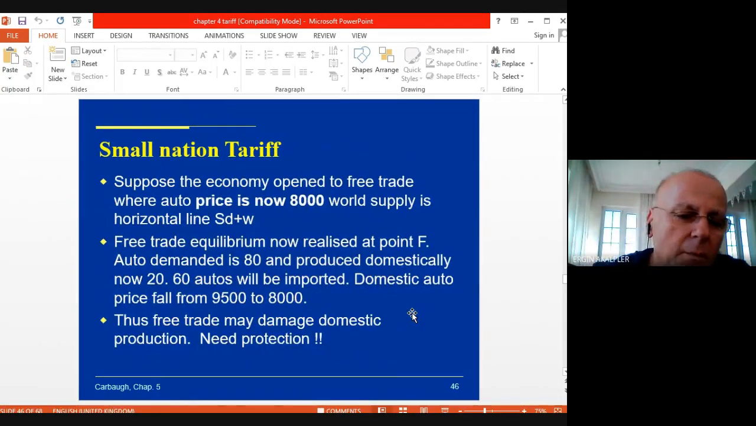Due to this reason, as I mentioned to you, importing this 60 units of autos is not possible. We have to put some tariff sanction or barrier on this free trade, because we don't want to lose our market and we don't want to lose our domestic production. Therefore, free trade may damage our production and needs some protection. This is the reason why the tariff is applied.